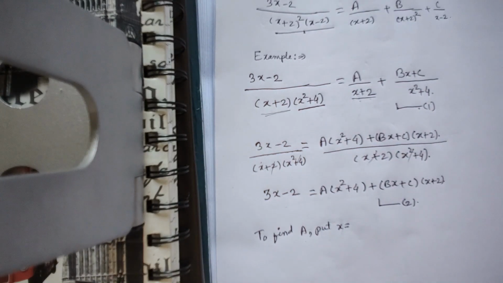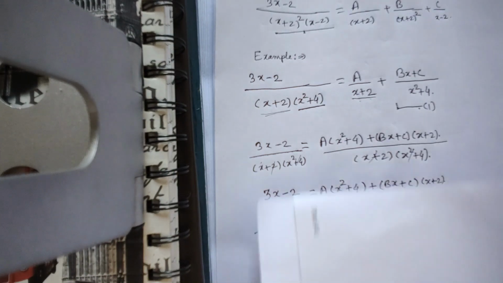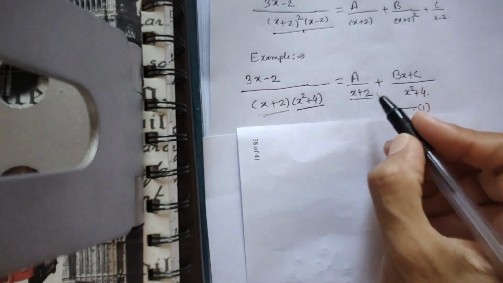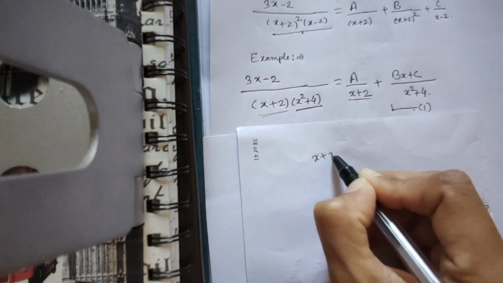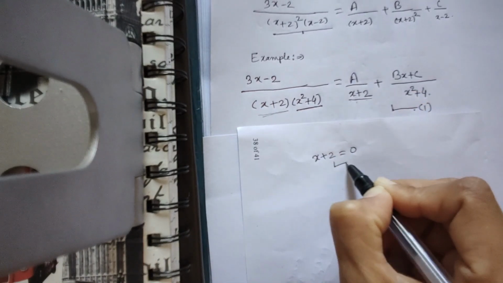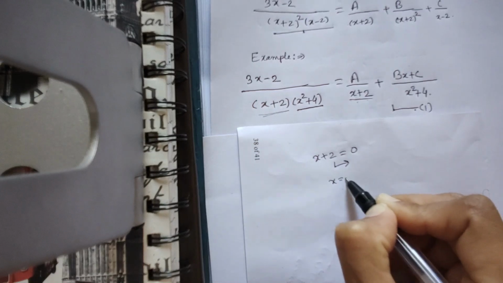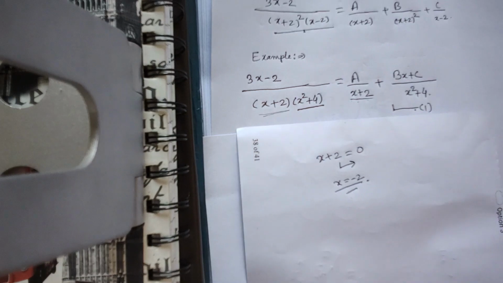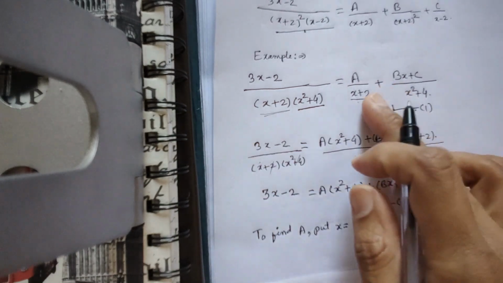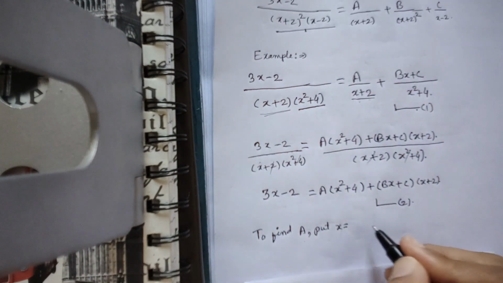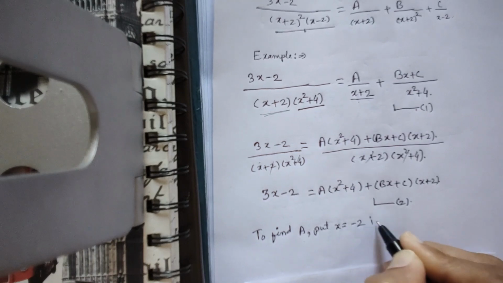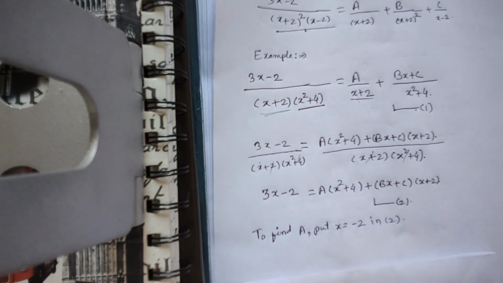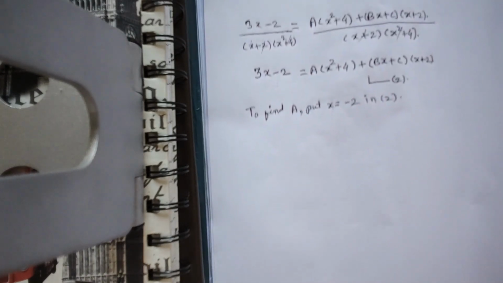So I will equate this x plus 2 with 0. I'm just equating it on a separate page so that you will understand. So x plus 2 equal to 0, shift this 2, so x will be minus 2. So when I put x equal to minus 2 in equation 2, I will get the value of a. Let's just see what we will get.